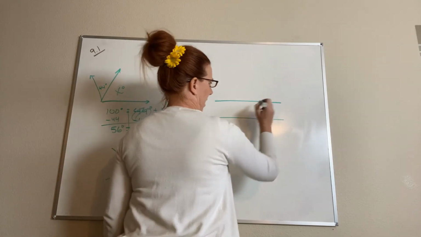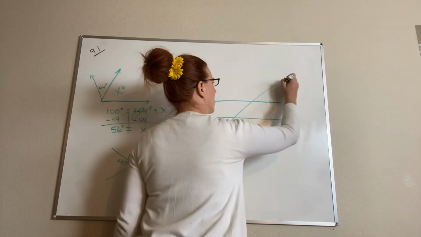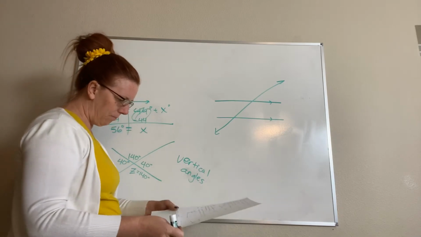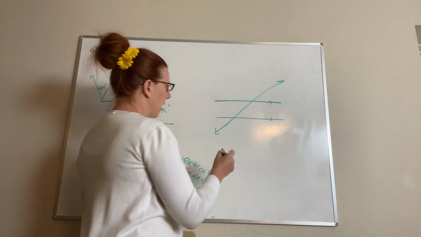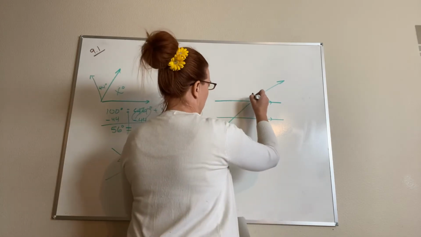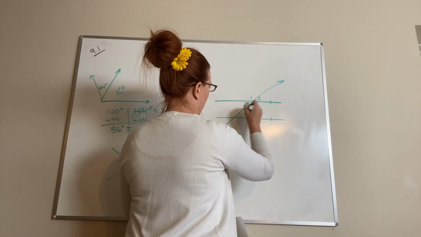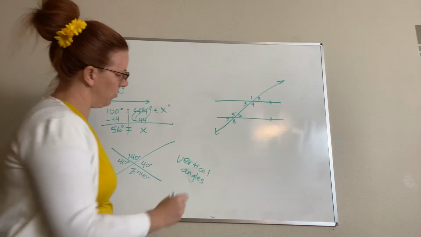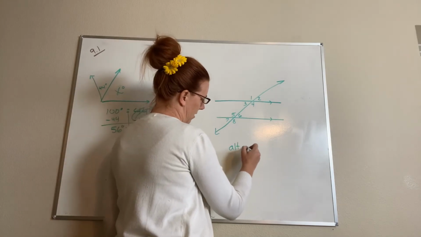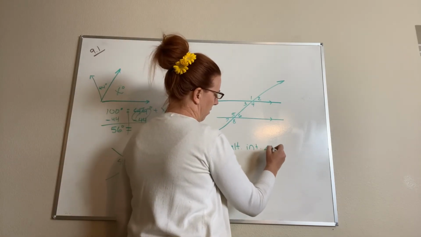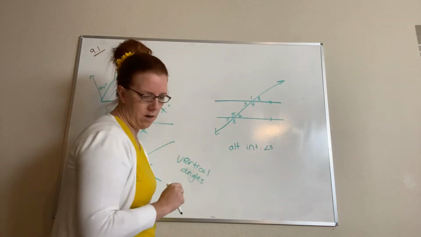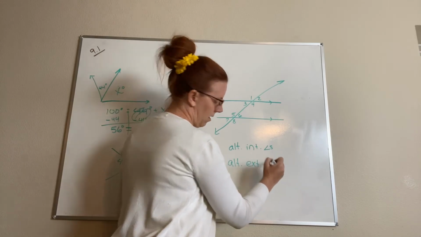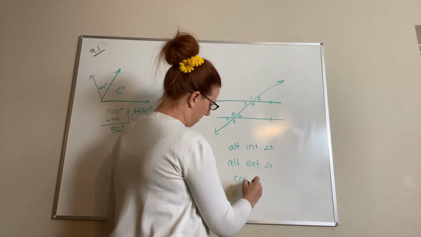We draw little arrows like that to show you they're parallel. And a line that slashes through them both, we call that a transversal. So if I have two parallel lines and a transversal, there's lots that you can tell me. Let me just talk about the vocab for a minute. The three vocabulary words you're going to be responsible for are alternate interior angles, alternate exterior angles, and corresponding angles.